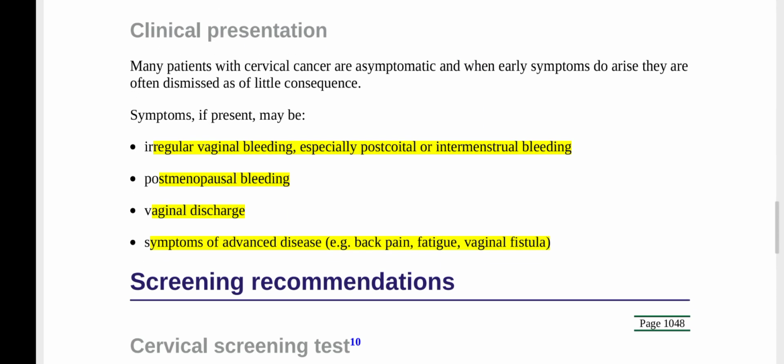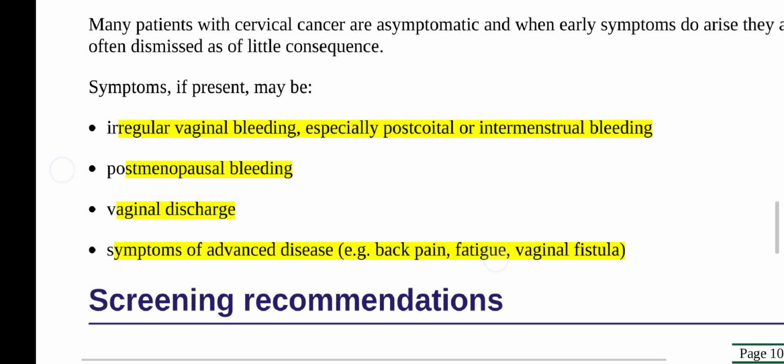Most common presentation, please remember, is postcoital or intermenstrual bleeding, irregular vaginal bleeding, postmenopausal bleeding. Vaginal discharge is also one of the most common complaints, and advanced disease can come as back pain, fatigue, and vaginal fistula. That's all.